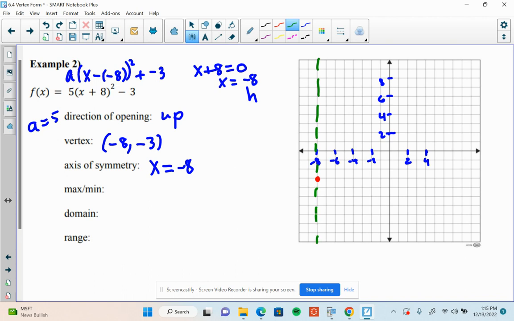And then I'm going to put in negative 7. I'm going to show you how to plug values in. So if x is negative 7, the y value that goes with it is going to be 5 times, let's see, negative 7 plus 8 is 1. We've got 1 squared, which is 1. That's going to be 5 times 1. 5 minus 3 is 2. So when x is negative 7, the y value is 2. We'll put that point on the graph. We'll use the symmetry to find another point on the other side. And this is going to be a really steep parabola because a is 5.